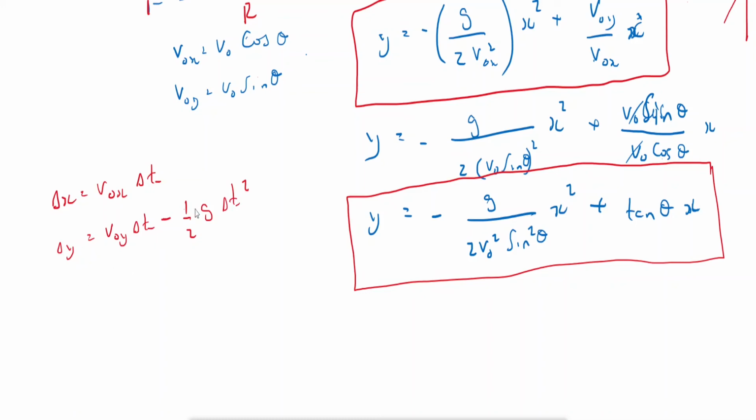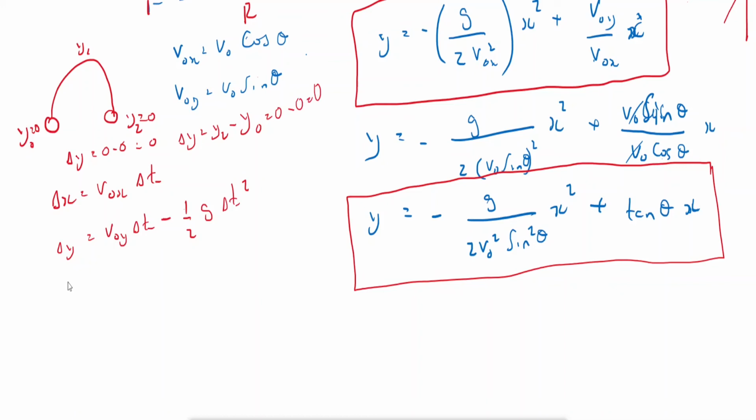All right, so if you look at delta y, it starts here on the ground, comes back, and hits the ground. So y0 is 0, y2 is also 0, which means that delta y is going to be 0, because delta y is y2 minus y0, which is 0 minus 0, which is 0. So 0 equals v0y delta t minus half g delta t squared. If you take the negative one to this side, you have half g t squared equal to v0y t.